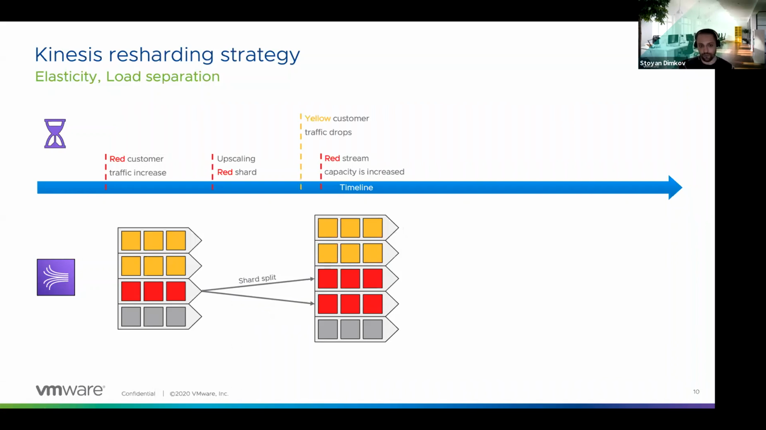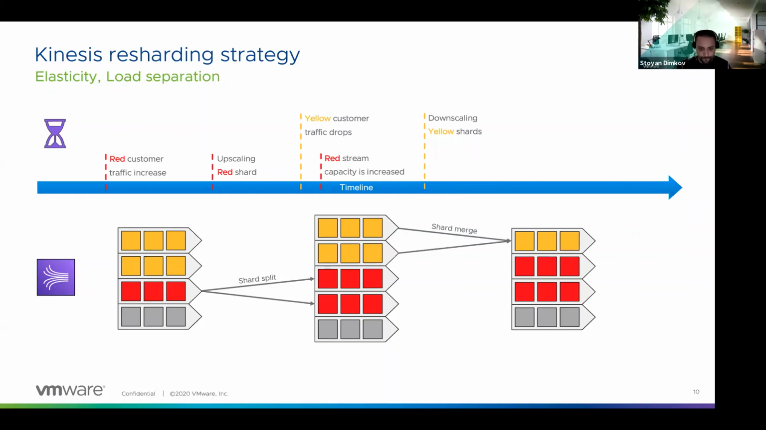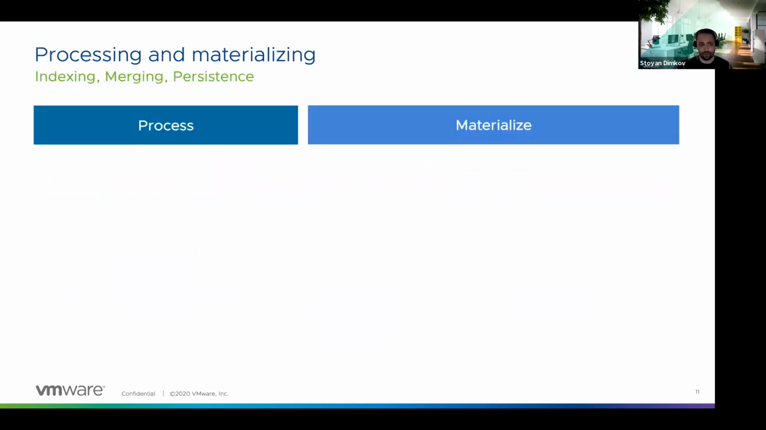Let's quickly explore the opposite. Let's say that the yellow customer experiences a traffic drop. In that case, we're over provisioning, we're paying for capacity we're not using. So the opposite action would be to execute a shard merge. And again, as soon as the operation is complete, we have achieved our goal and capacity is reduced. So the high level takeaway I'm trying to present here: through these simple APIs and intelligently monitoring our stream, we are achieving two key goals of our architecture. We are being elastic and we are achieving load separation. Great. So let's proceed now.